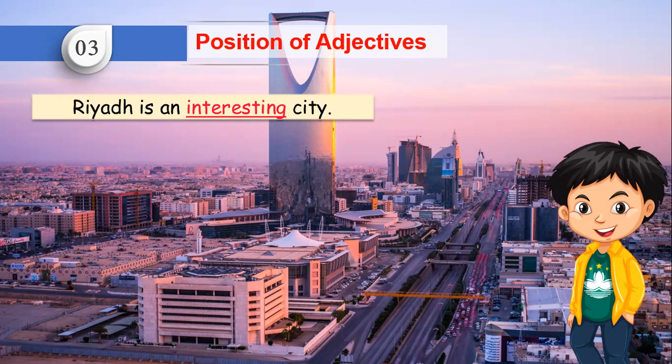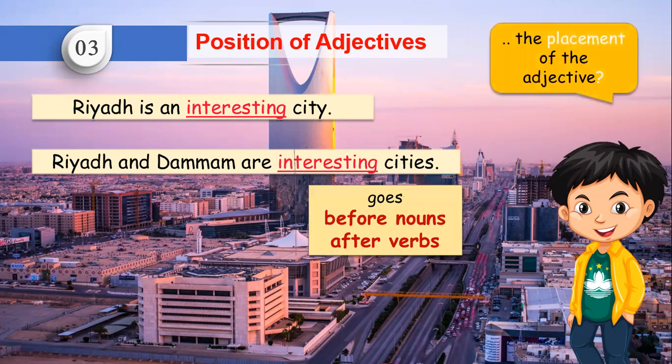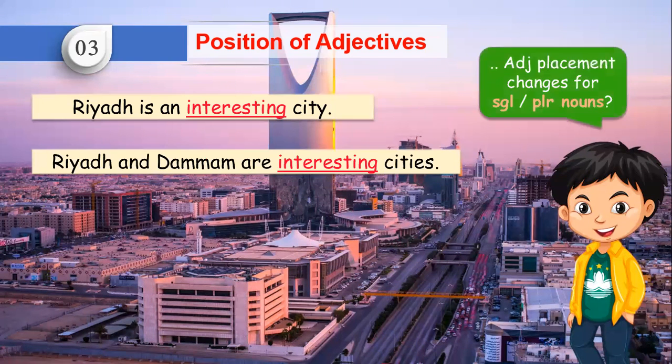It's logical. So, Riyadh is an interesting city. Interesting is the adjective. City is the noun. So the adjective describes the noun, so it comes before the noun. Riyadh and Dammam are interesting cities. By the way, interesting is the adjective, cities is a noun, and so on. So mainly adjectives go before nouns. The adjective goes before nouns and after verbs.